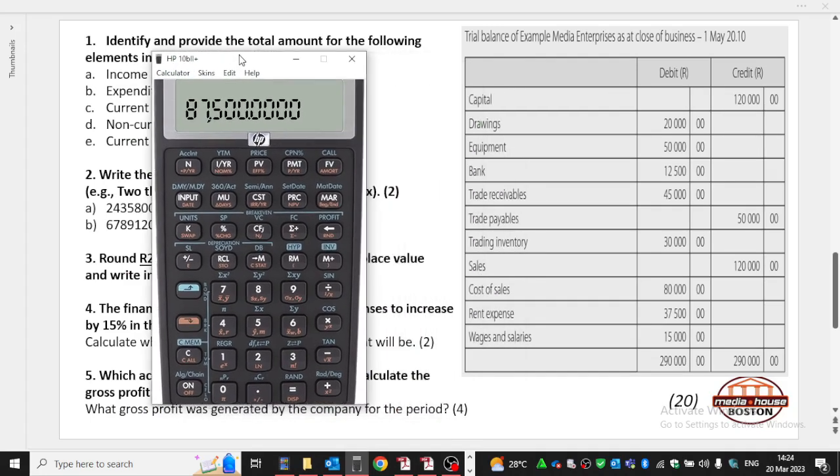Non-current assets refer to our long-term assets that are being held for a longer period, also as part of generating revenue, but for a longer period. Looking at our trial balance, we can only identify equipment as part of our non-current assets, because we're going to be holding this equipment for a longer period and using it to generate revenue over time. So that's classified as a non-current asset. Therefore it will be 50,000.